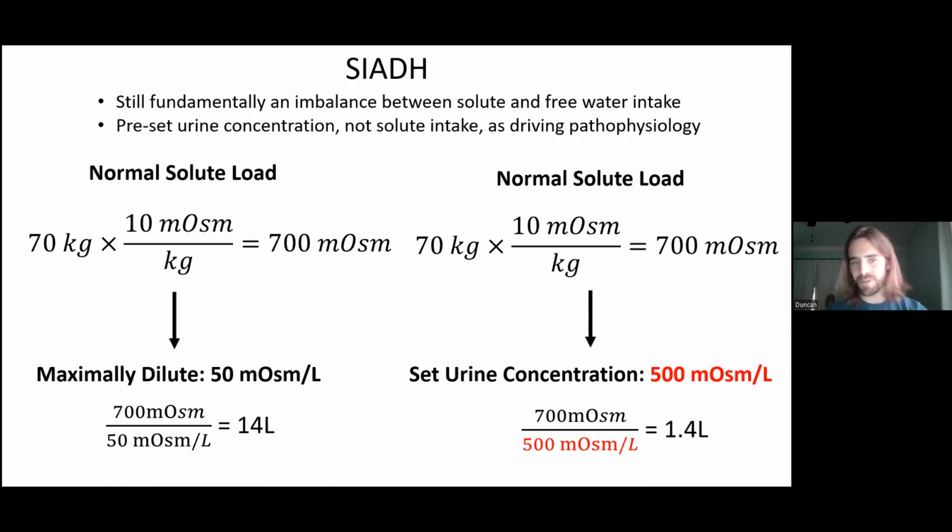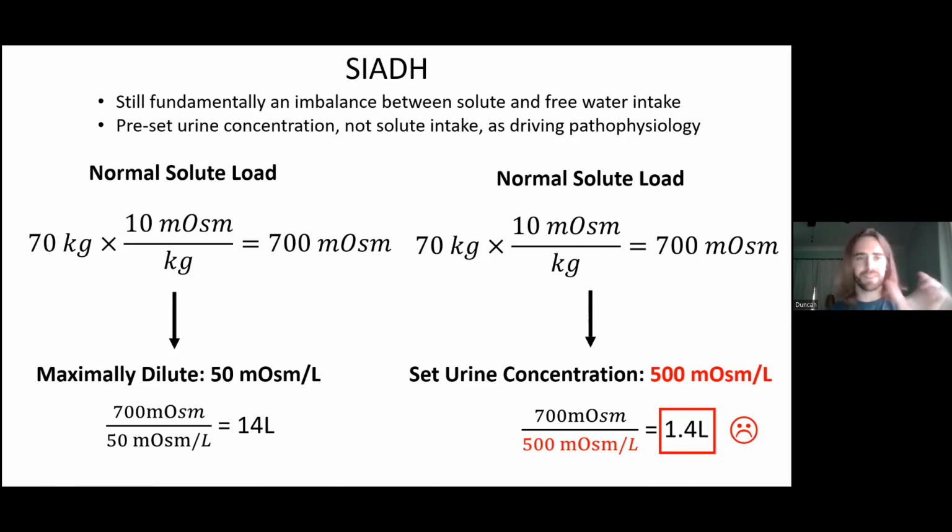So in this situation, normal solute load of that 700 milliosms, but again, we get in the same situation where all of a sudden it's very easy to accidentally take in more free water than our kidneys can handle. And so these patients have to be on a fluid restriction, or it's very easy for them to keep diluting their tonicity.